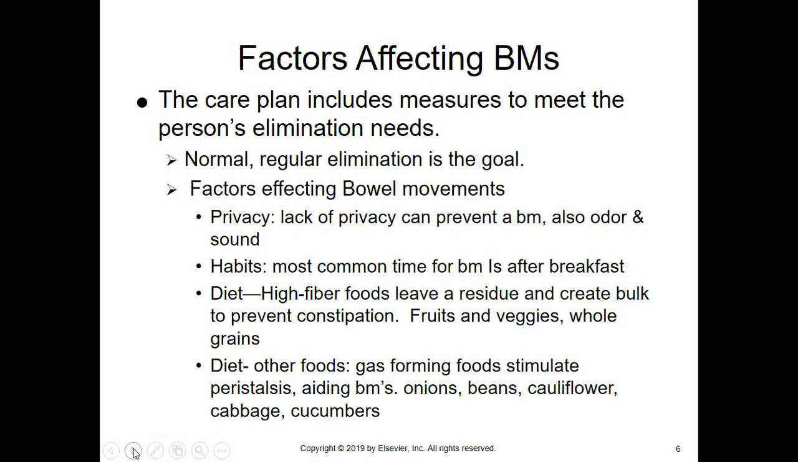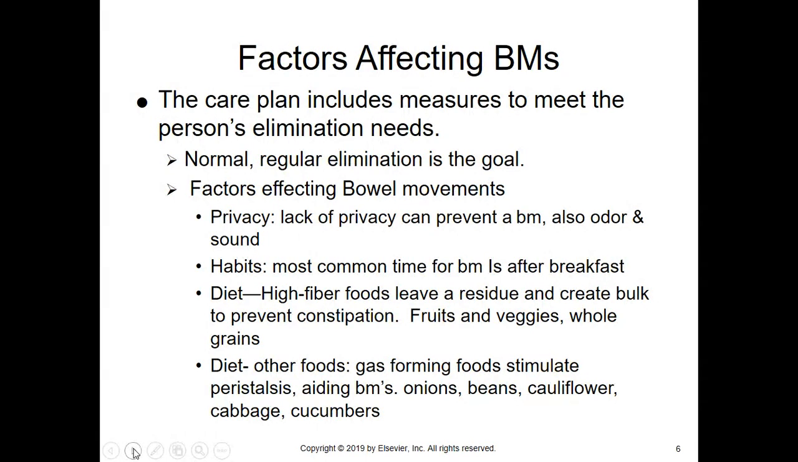You could also provide for privacy. It's very difficult for somebody to have to use the bathroom or use a bedpan with somebody standing there. So if you have to put somebody on a bedpan so they can defecate or have a bowel movement, pull the curtain, allow for privacy. If you have to put them in the bathroom and they're going to sit on a toilet, make sure to have a call light. Make sure they're safe to leave on the toilet, then close the door and just stay close by. It's very difficult and uncomfortable for a person to have somebody staring at them when they're trying to have a bowel movement. Habits are really important.